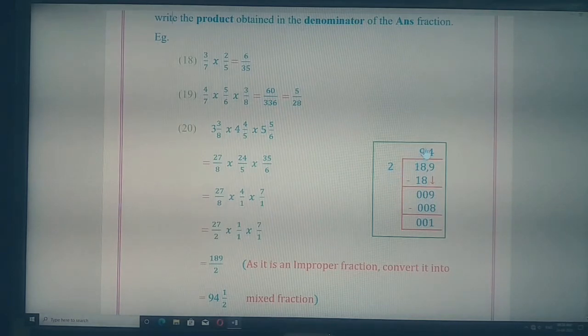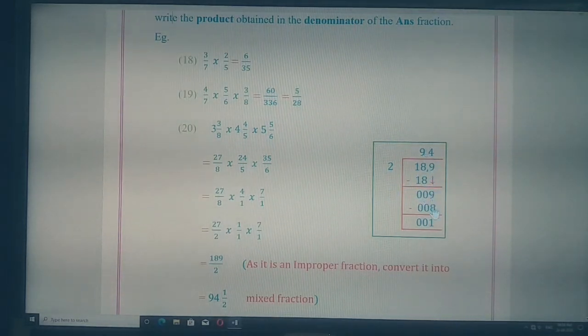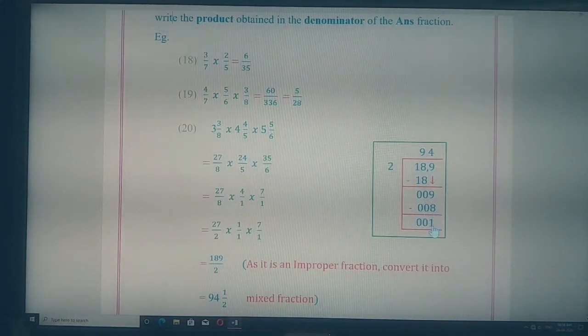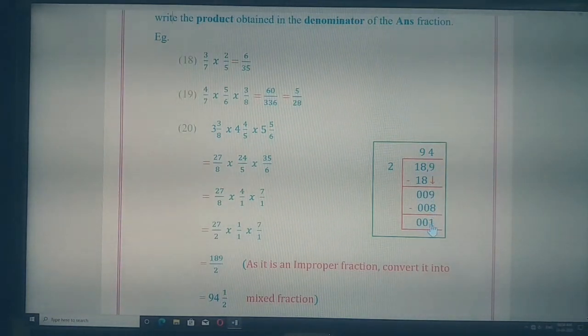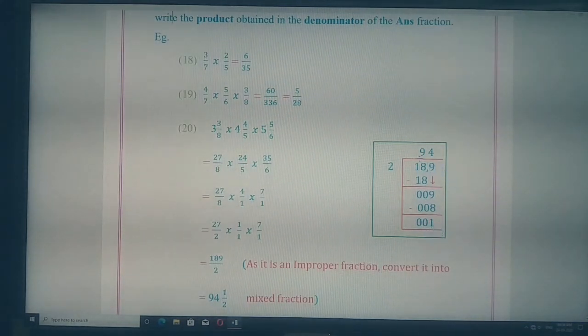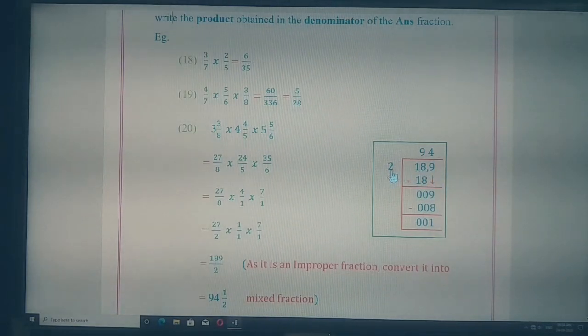2 stable, 2 9s are 18, 0, 9 carried down, 2 4s are 8. And 9 minus 8 is 1. And this 0 we copy down. So we have to do this division till our answer is 0, or any other number which cannot be further solved. The remainder is 1, the quotient is 94, the dividend is 189 and the divisor is 2.